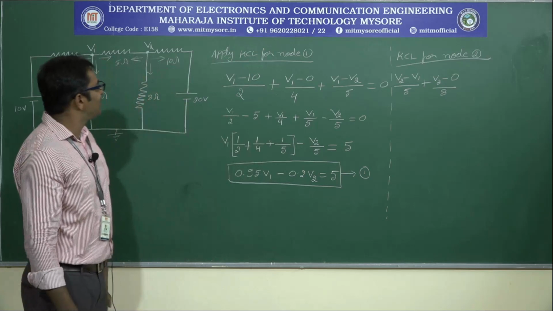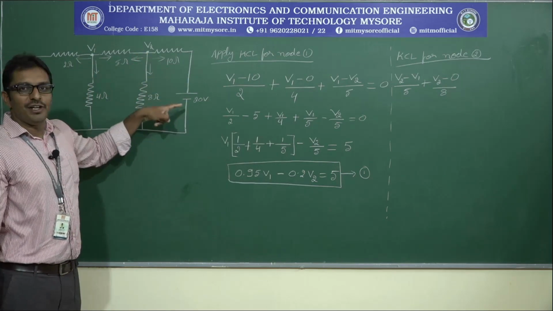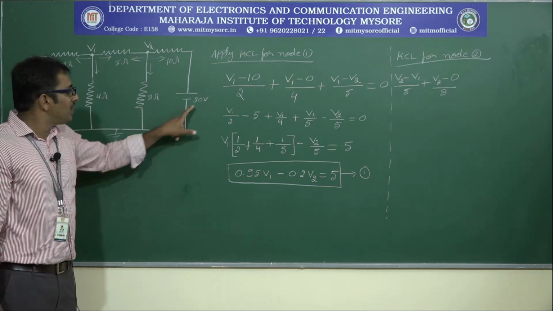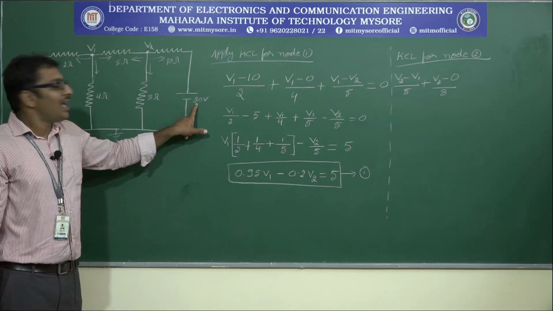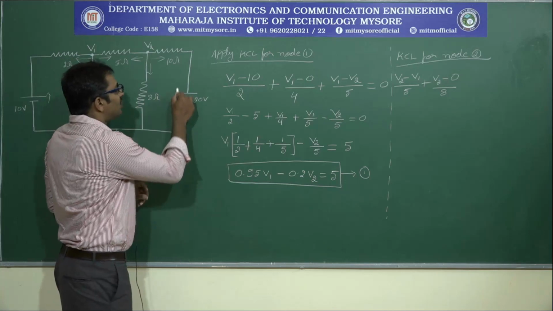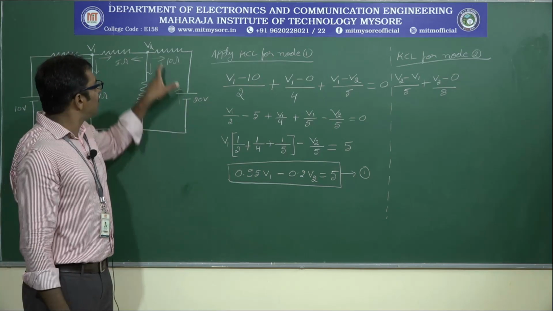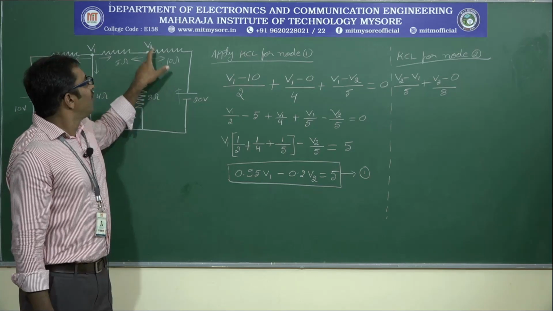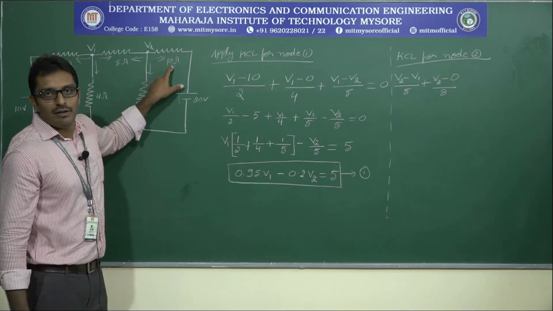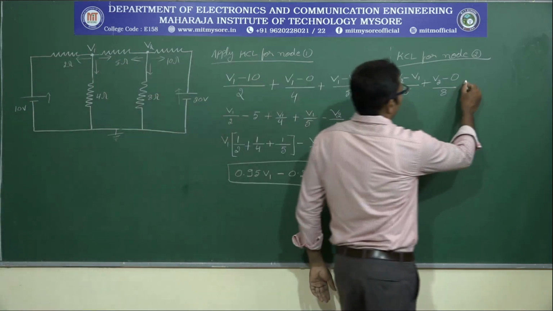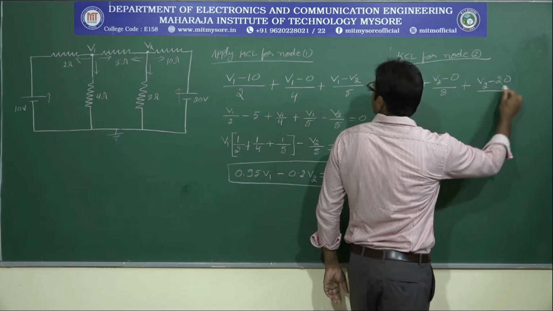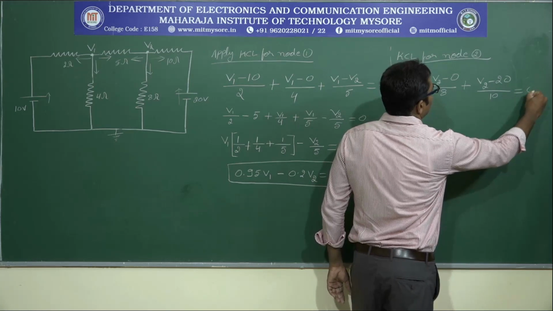Okay, now the last branch, again the current is flowing from V2. The final end is connected to ground through this 20 volt voltage source. But again this 20 volt voltage source polarity indicates current flowing upwards. This is opposing this branch current. That's why V2 minus 20 minus 0 divided by the 10 ohm resistor. So plus V2 minus 20 divided by resistance value 10 ohm, that is equal to 0.